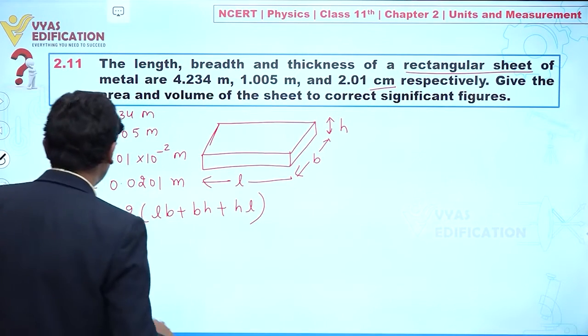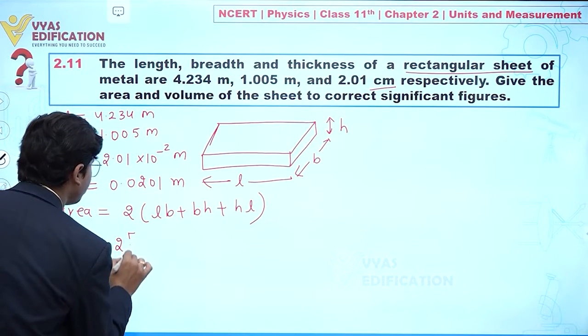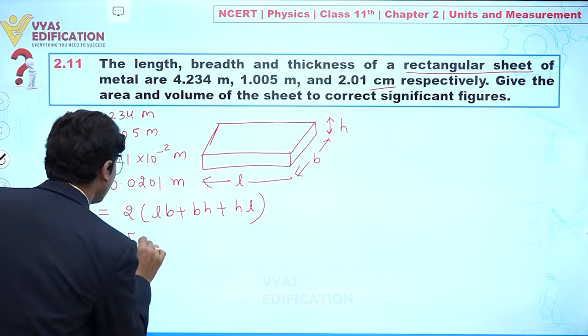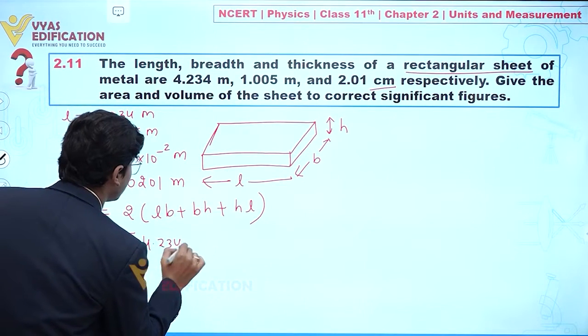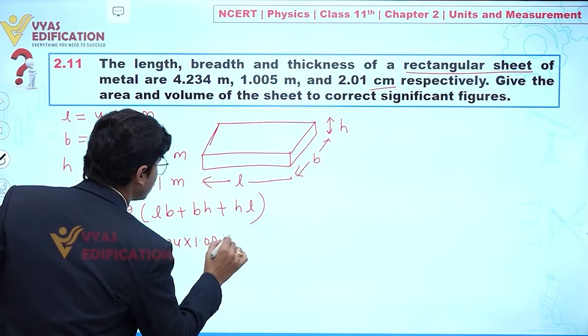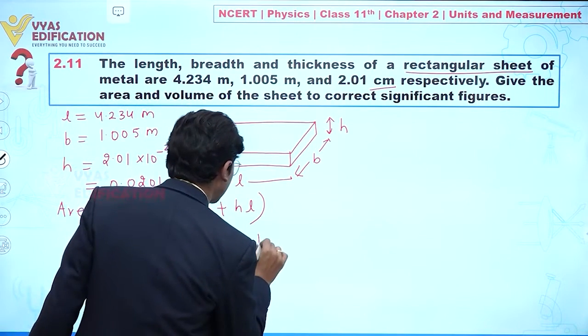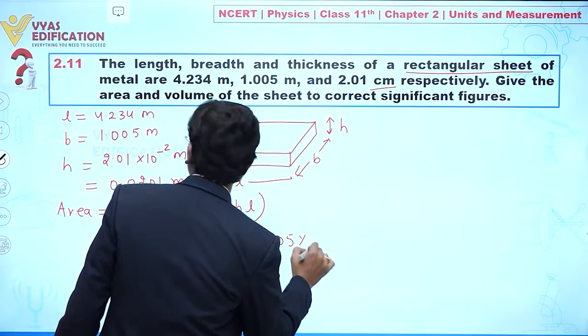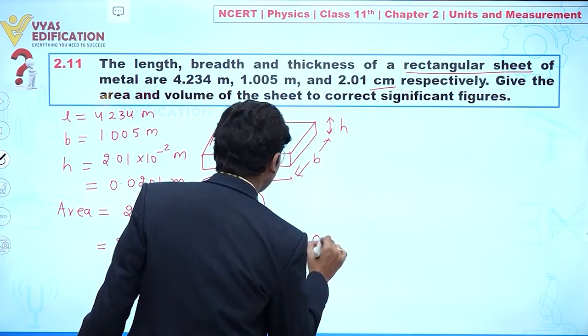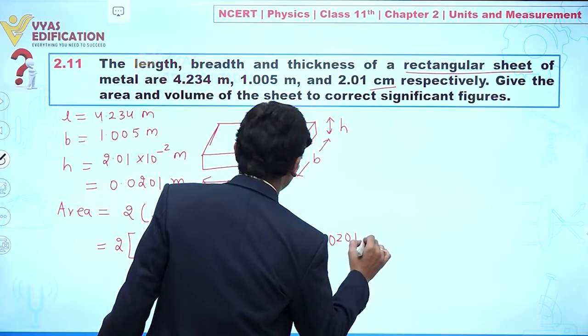It means we can write like this: this is equal to 2 multiplied by the value of L, 4.234, multiplied by 1.005, plus what is the value of B? The value of B, 1.005, multiplied by 0.0201, plus.